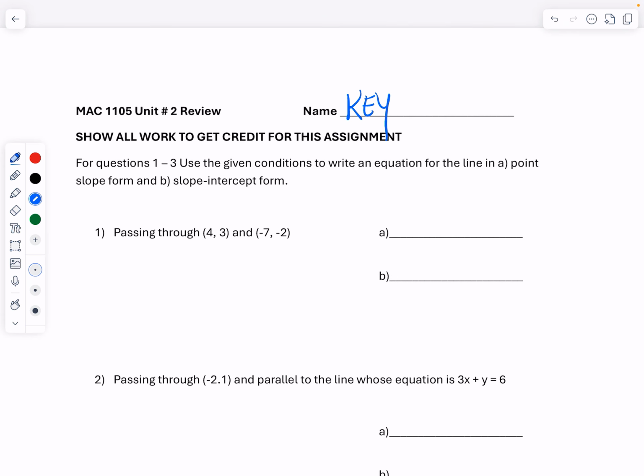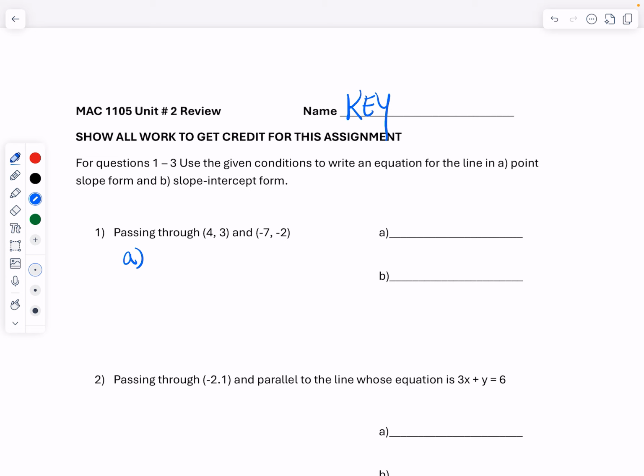This is a Unit 2 review, and I'm going to start with question number 1. Questions 1 through 3 read: use the given conditions to write an equation for a line in A, point-slope form, and B, slope-intercept form. So part A, we'll work on that first. I have to find the slope, and I'm given two points.